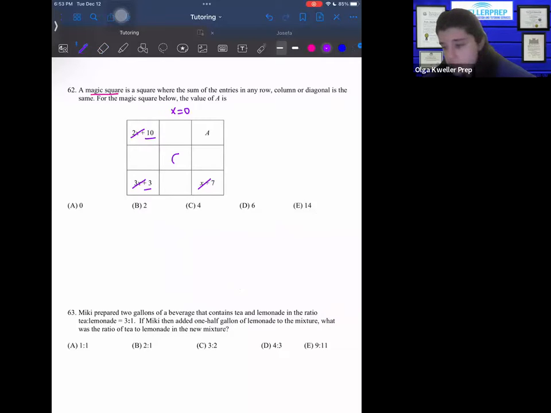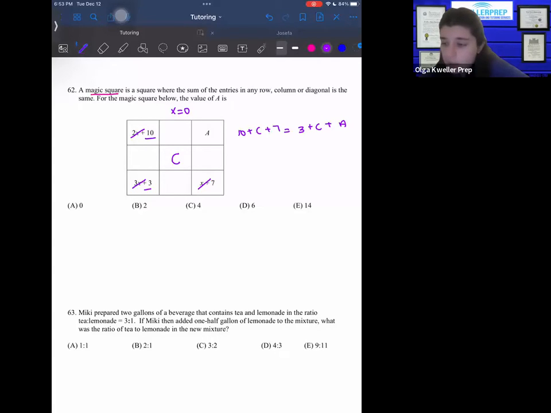And we're going to call this some number in the middle, c, right? Because we have to have a number here. And let's think about the diagonals, right? So the sum of the diagonals must be equal. So we can have 10 plus c plus 7, and that has to equal 3 plus c plus a.